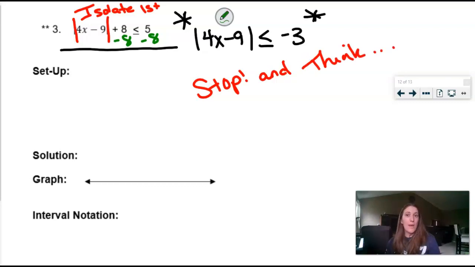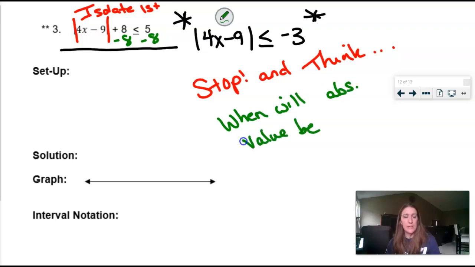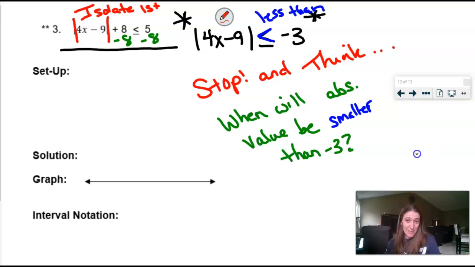So it's asking you, when will an absolute value be, now be careful, this is a less than symbol, right? This says less than. Be smaller than -3. And the answer to that question is never.